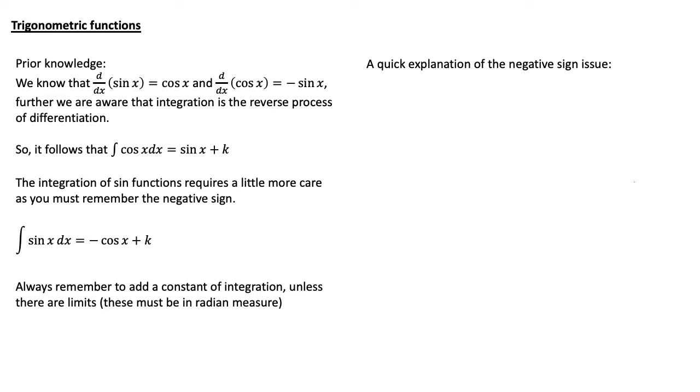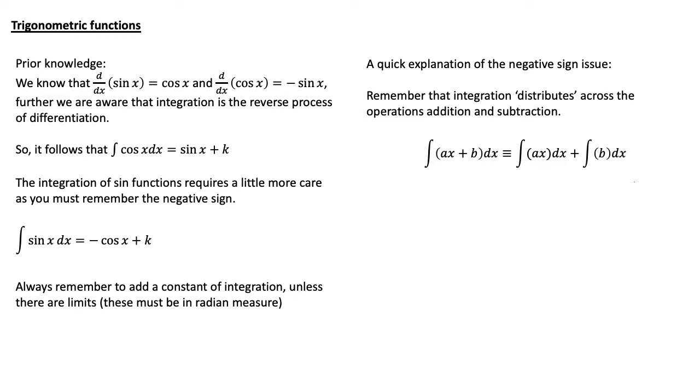So I want to quickly spend a bit of time looking at the negative sign issue, and it will be quick. So we know that integration distributes across the operations, addition and subtraction. So we know that the integral of ax plus b with respect to x is exactly the same as writing the integral of ax with respect to x plus the integral of b with respect to x. And if I want to go further, I could actually say that that was exactly the same as a integral x dx plus b integral 1 dx. But that's probably taking things a bit far, because we're quite happy to integrate a constant without any real problem.